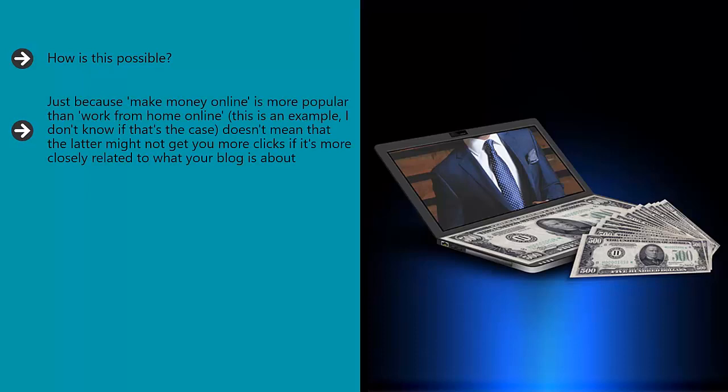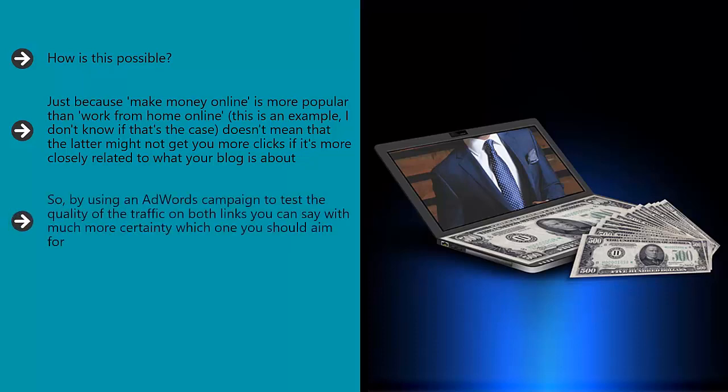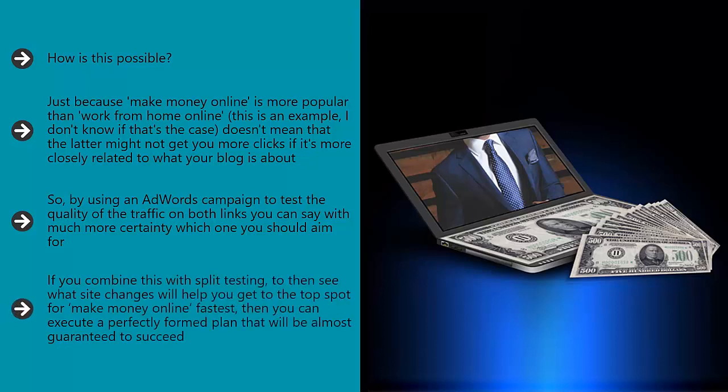I don't know if that's the case, doesn't mean that the latter might not get you more clicks if it's more closely related to what your blog is about. So, by using an AdWords campaign to test the quality of the traffic on both links, you can say with much more certainty which one you should aim for. If you combine this with split testing, to then see what site changes will help you get to the top spot for make money online fastest, then you can execute a perfectly formed plan that will be almost guaranteed to succeed.